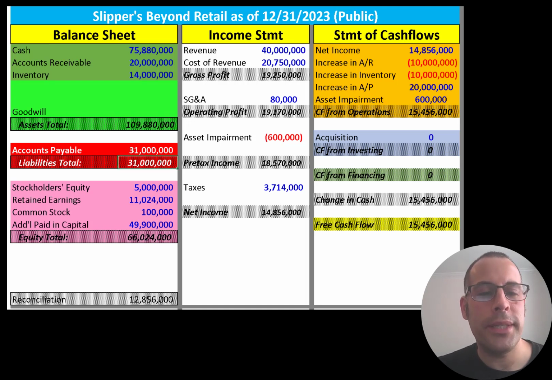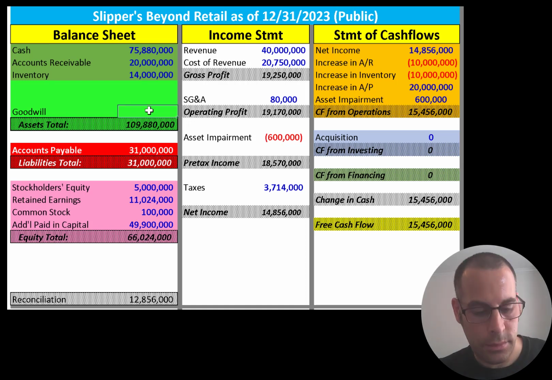So the book value of Sandals Beyond Retail is $3 million. It's $4 million of inventory minus $1 million of accounts payable. They're worth $3 million, but we paid $5 million. So the $2 million difference is booked as goodwill.